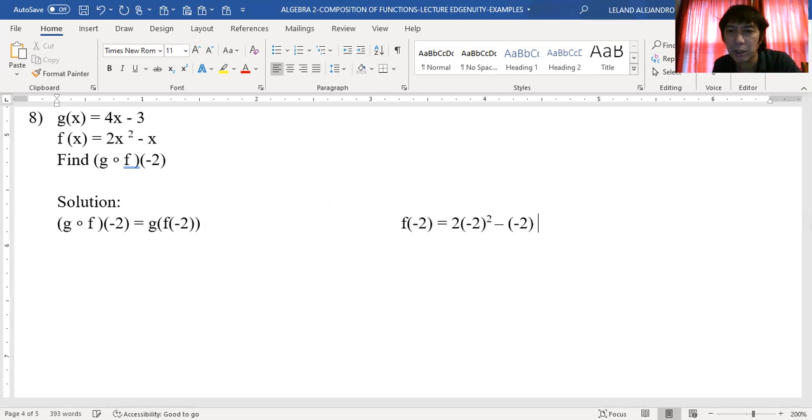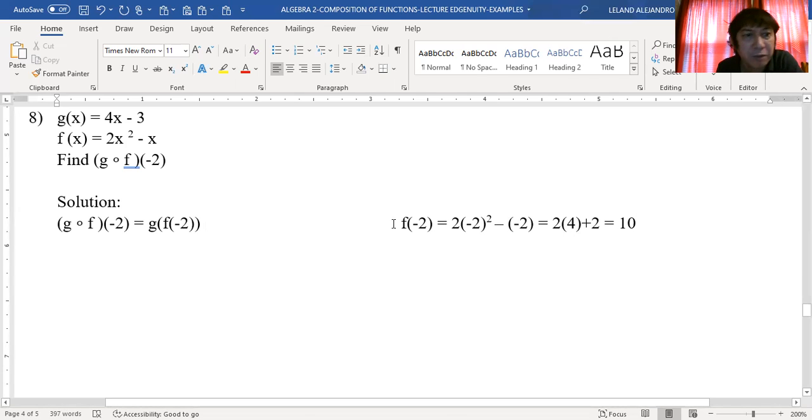Now this will just be finding the equivalent. So this is 2, and then -2 squared is +4, like that. And minus -2 is +2. And so this gives us just 10. And so we're now ready to make use of f of -2, which is 10, and we can use it here.